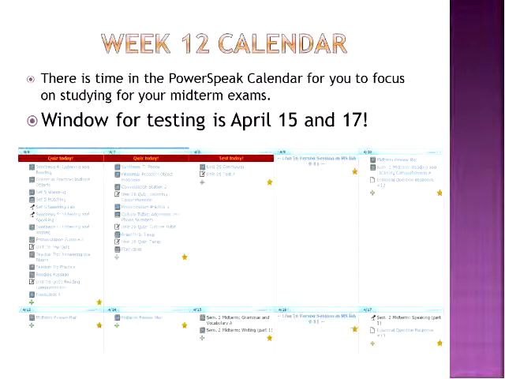All right, this is the week 12 calendar that you see up here. You'll notice that I have 2 weeks up here, not just one, so that you can see, here we are today on the 9th, but next week your testing window is actually Wednesday and Friday. So we'll have another live session here in between. But you should begin studying tomorrow, and the PowerSpeak calendar has time for you to focus on studying. So take advantage of that time.